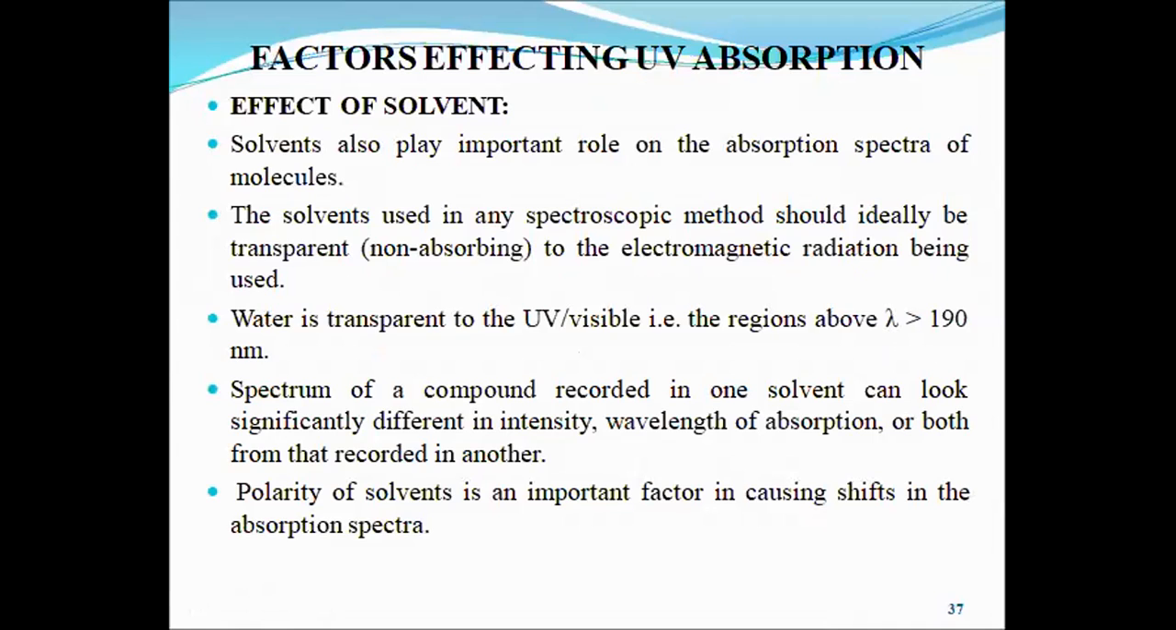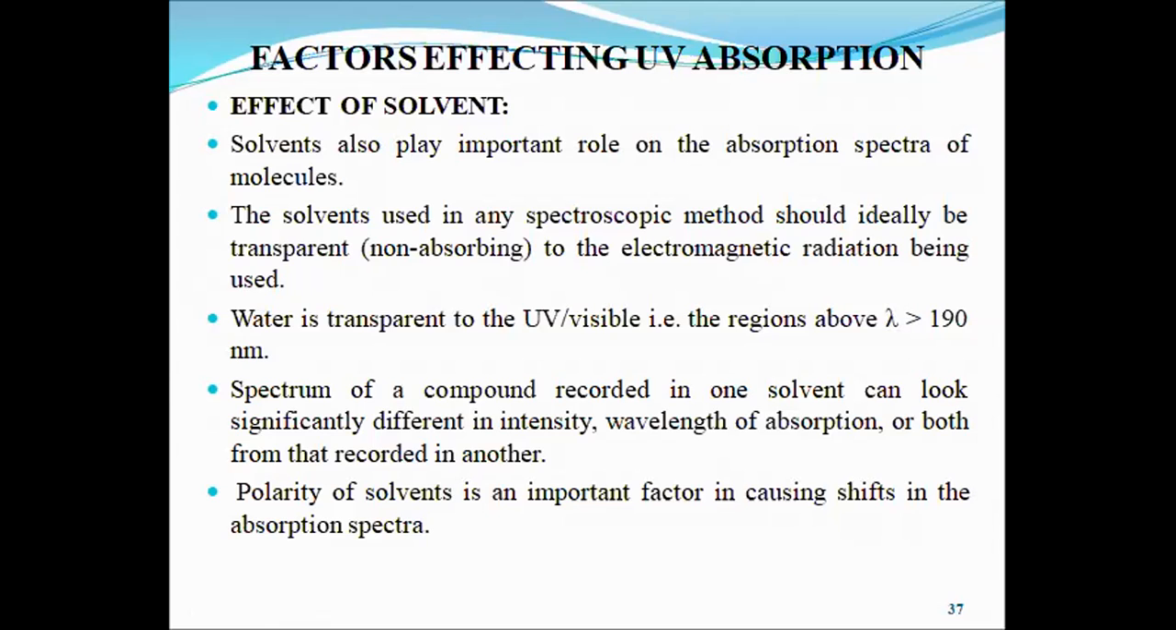Now there are some factors which affect UV absorption, and the most important factor is the effect of solvent. The solvents used in any spectroscopic method should be mostly transparent, that is, they should be non-absorbing. For example, if we are using any solvent in UV visible absorption, it should not absorb the same radiation. Otherwise, we won't get the proper results or the proper graph or the spectrum. So solvent plays an important role in the absorption spectra of a molecule. The spectrum can vary in intensity and wavelength when different solvents are used.